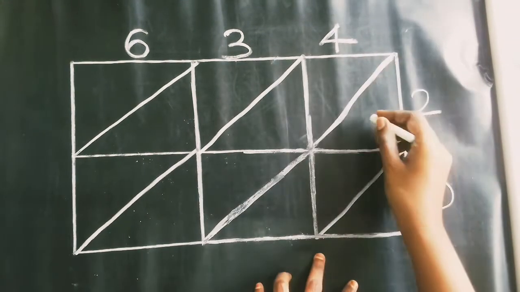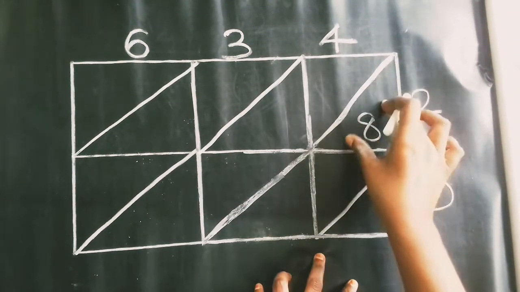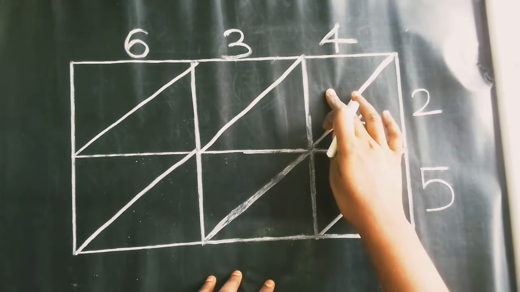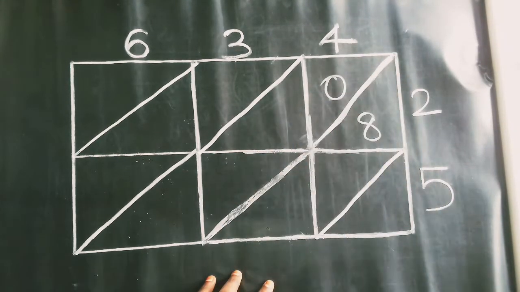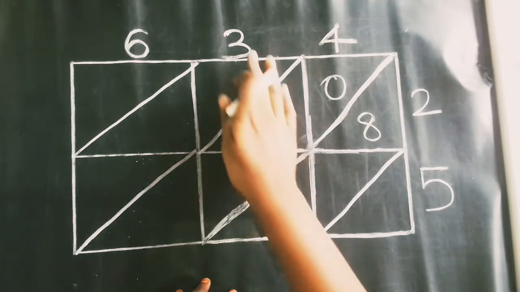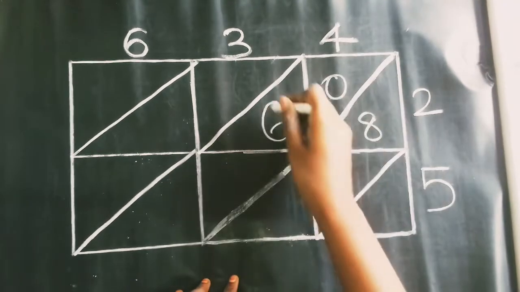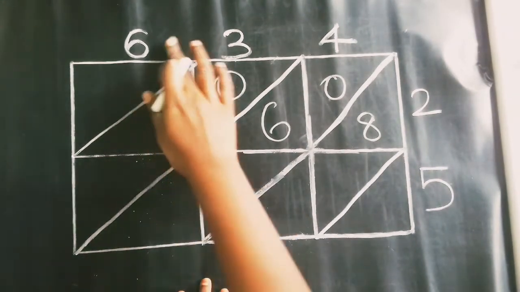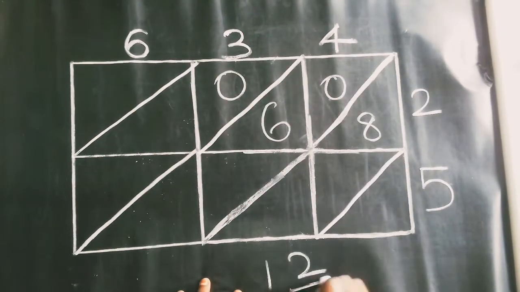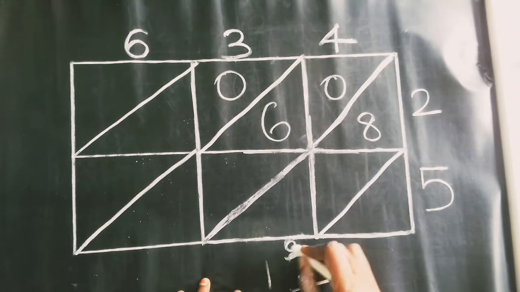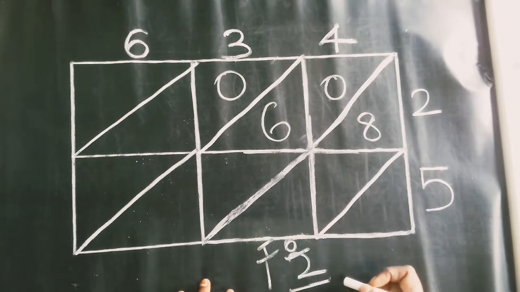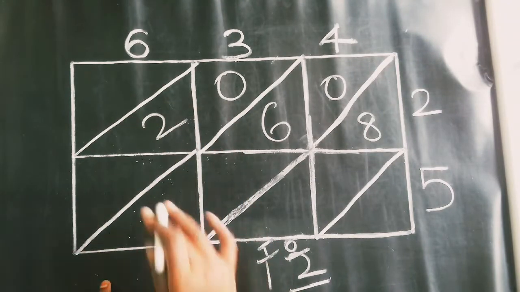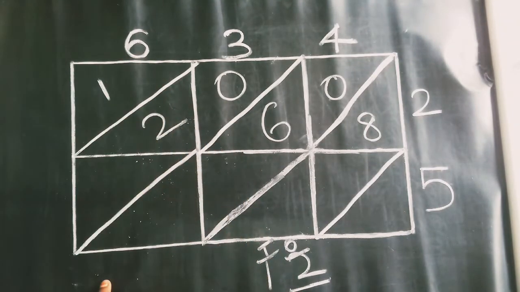4 into 2 is 8, so it should be in the bottom half. We don't have a tens place digit, so we are writing 0 over here. Next 3 into 2 is 6, tens place digit 0. 6 into 2 is 12. Here we have 2 ones and 1 ten. So we are writing 2 over here in the bottom half and the tens place digit in the upper half.